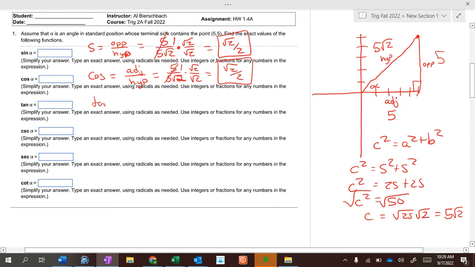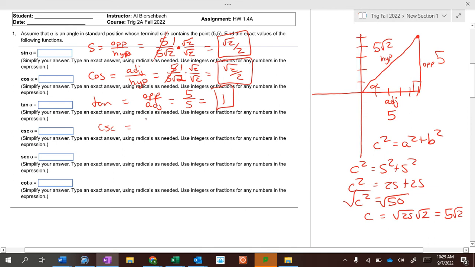Tangent equals the opposite side over the adjacent side. Opposite side is 5. Adjacent side is 5. What's 5 divided by 5? 1.